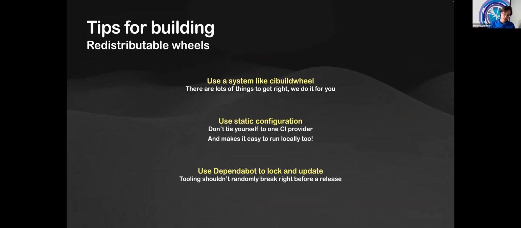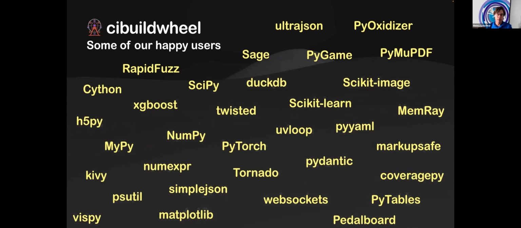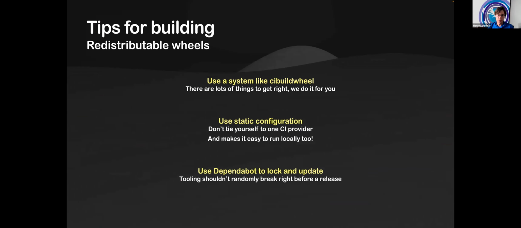And one thing that this has helped, if you've noticed, NumPy's on here, and they released Python 3.11 wheels a few days after the first RC came out of Python. That's never happened before. They've always released after the first full release, and that's because cibuildwheel enabled them to do that. So key tips here: redistributable wheels. I would recommend using a system like cibuildwheel. In fact, I specifically recommend using cibuildwheel.